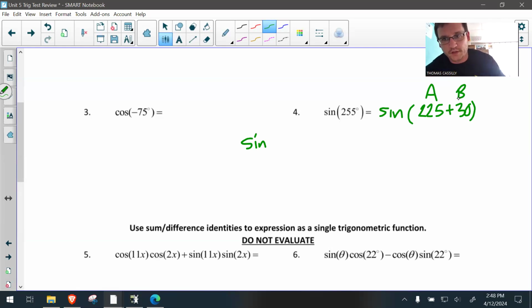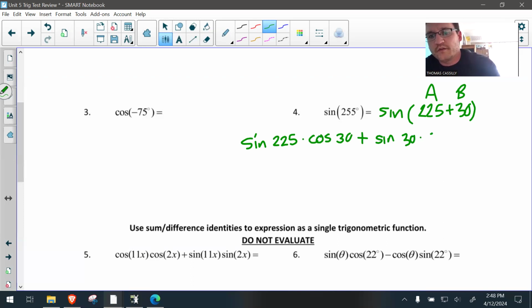Sine of A plus B is sine of A, so the sine of 225 times the cosine of B. This one, the sine stays the same, but you flip the A and the B and the sine and the cosine here. So then you're going to have the sine of 30 times the cosine of 225.